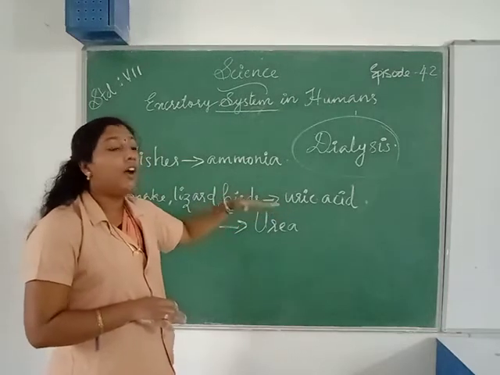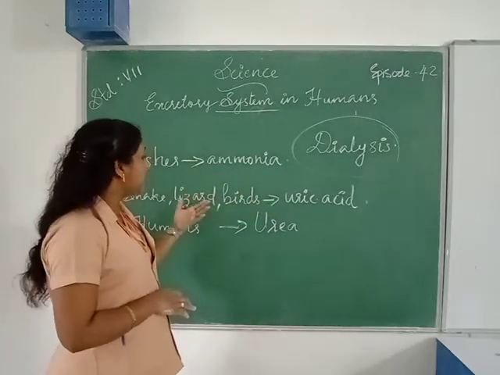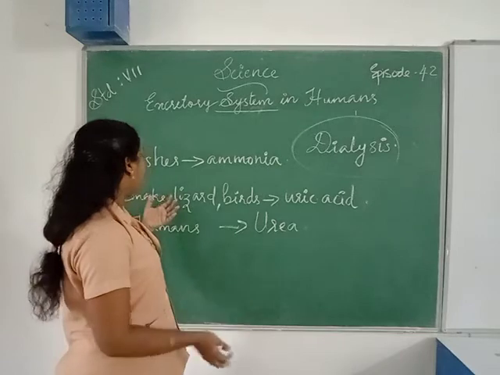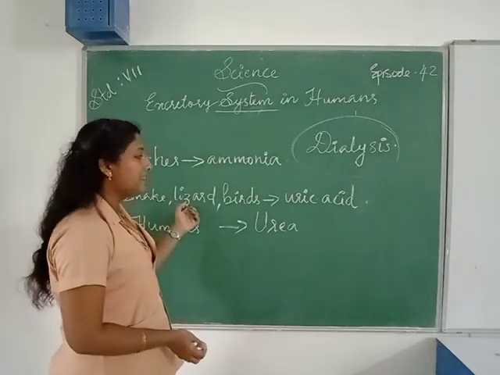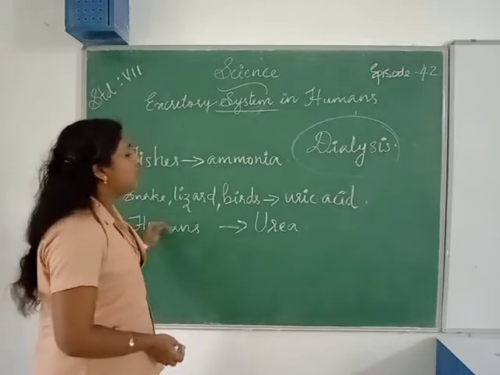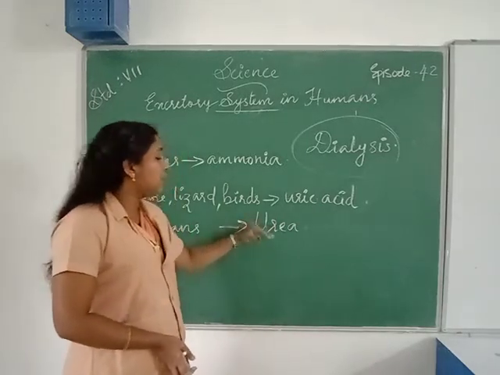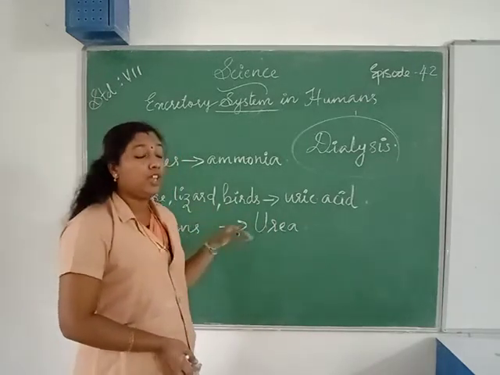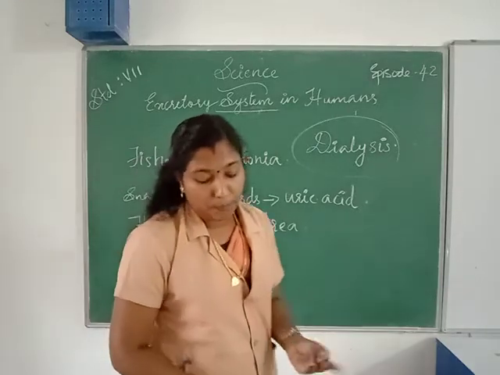Then for another example, snakes, lizards, birds: uric acid is another waste product present in these land animals. So it is removed from their body. In humans, urea is the waste product. The urea is removed from our body through urine.